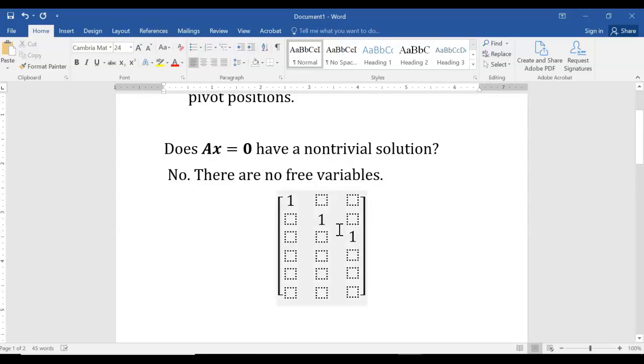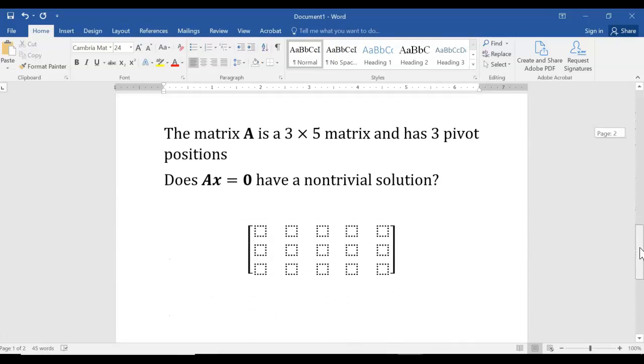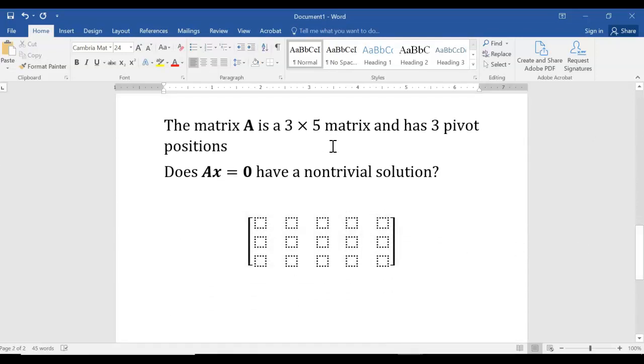Okay, no free variables. Therefore, the only solution is going to be the trivial solution. Now, if we do the 3 by 5 matrix, very similar to last time, think about where the pivot positions could be. Again, 3 by 5 means 3 rows, 5 columns. So we're going to have this shape. If I put my pivot positions there, that leaves me two free variables.